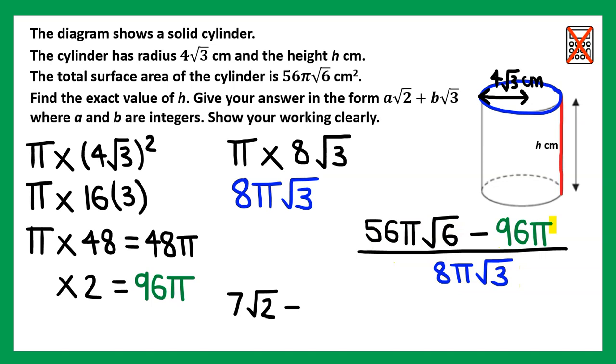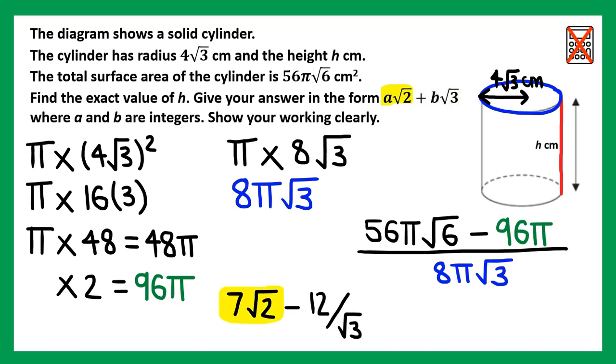And then subtracting 96 pi divided by 8 pi root 3. 96 divided by 8 is 12. Pi divided by pi will cancel, and we're left with root 3 as the denominator. This is now moving it into the same format that we had been asked to leave our answer in.